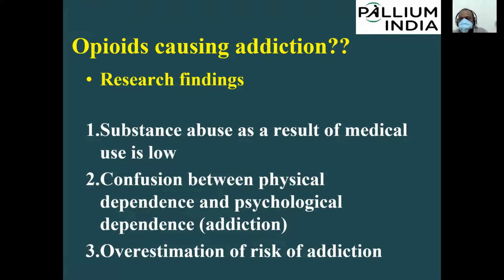Actually, psychological dependence is addiction, whereas physical dependence is caused when the patient is taking some substance or medication regularly. So when you stop that medication, suddenly the body will react, which is known as withdrawal symptom. It is not psychological dependence or addiction. So in case of morphine or opioid also, if you give it for a long time, don't stop it abruptly. You have to taper the dose and then only stop the opioid.